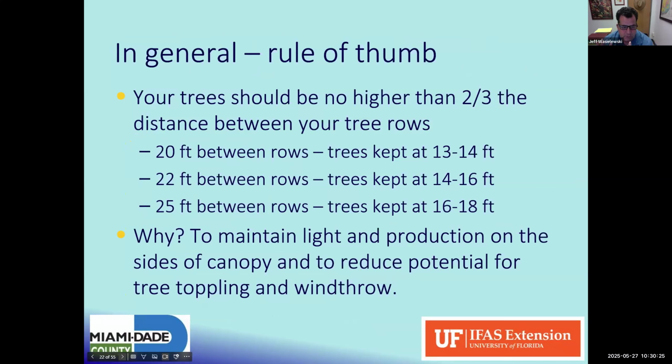If between the rows you have 22 feet, height 14 to 16; 25 feet, 16 to 18. This is going to let in sun and let in light. So that's why you do it, to maintain light on the sides of the canopy and reduce potential for tree toppling and wind throw. So these are the heights you want to keep them at. Just remember, 2/3 the distance between your rows. So the row is what goes down where you're going to have the irrigation or maybe the beds. In between the rows, that's where you're going to measure the 2/3.